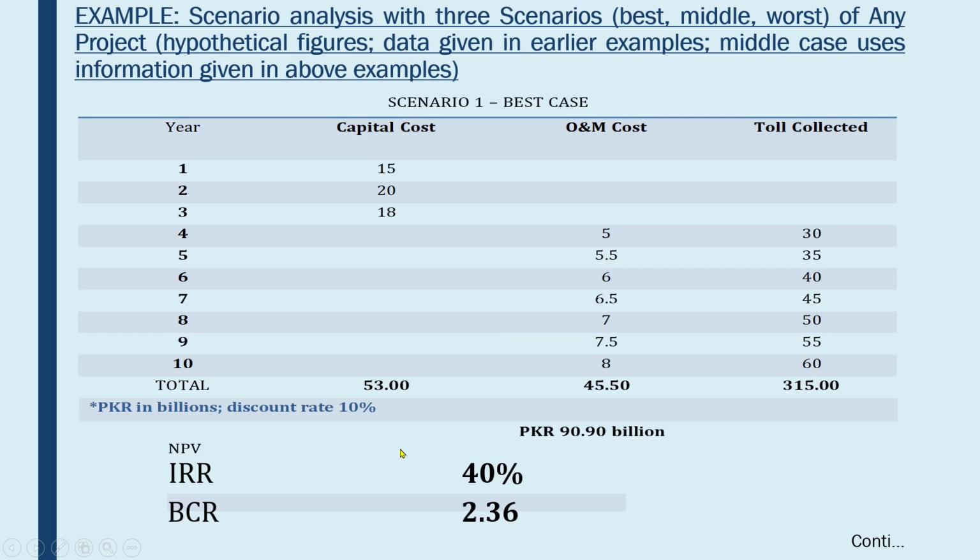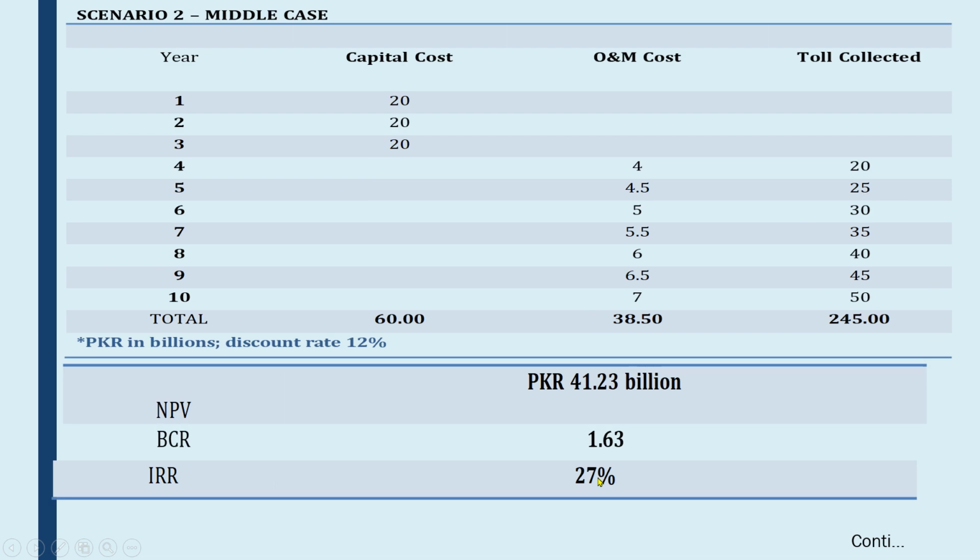So coming to the next sheet, see, this is the first scenario. This is the best case scenario. 53 million is the capital cost. O&M is 45.50 million, and toll collected is 3.315 million. In the best scenario, the NPV is 90 million and the IRR is 40%, and you are getting more than double on your investment of a dollar. You are getting $1.36 by investing $1. So it's very good. It's giving you very good values.